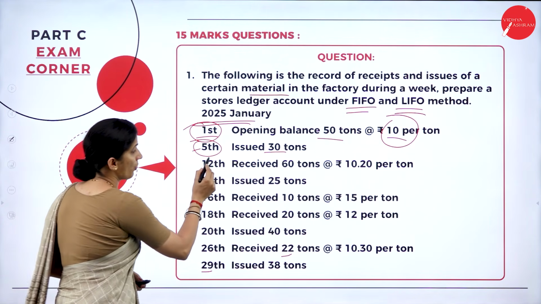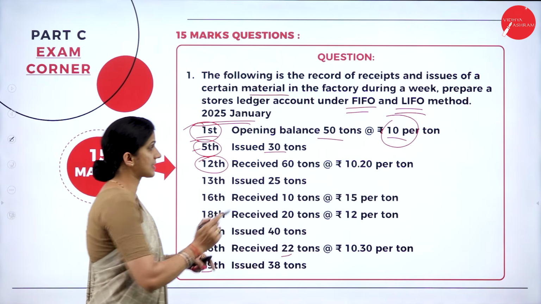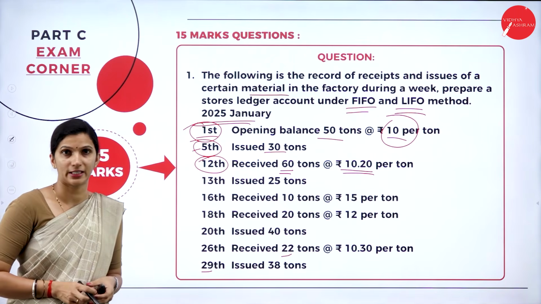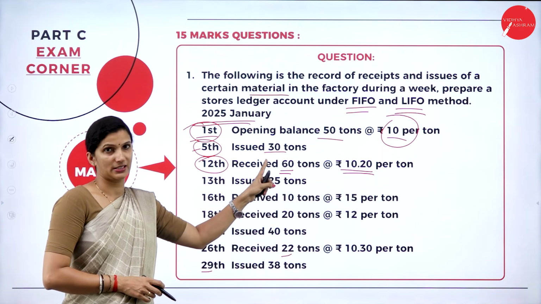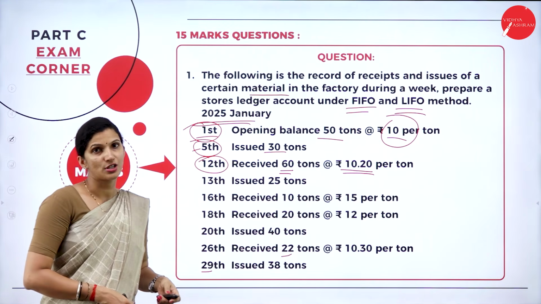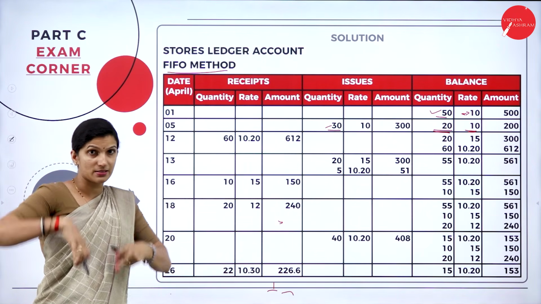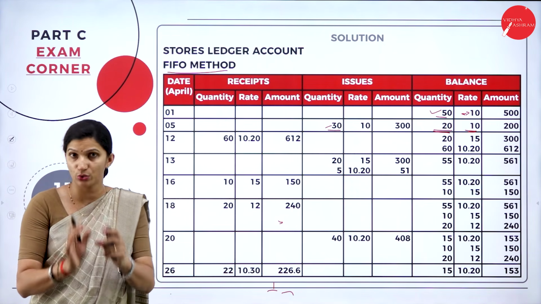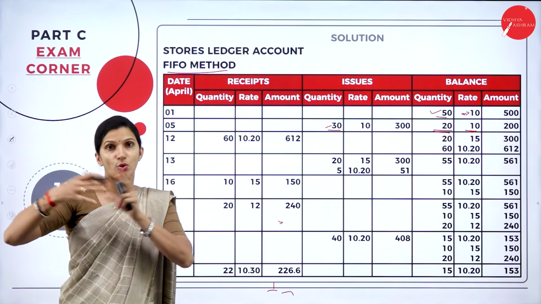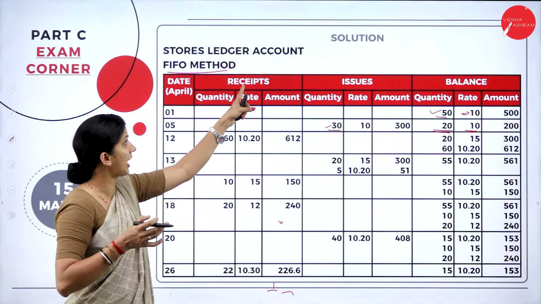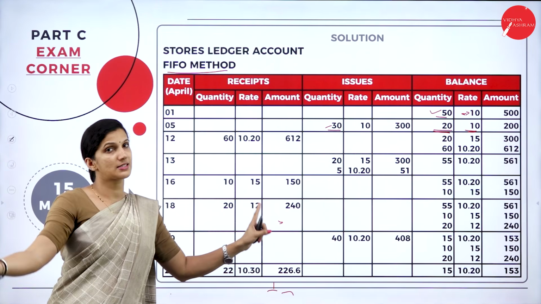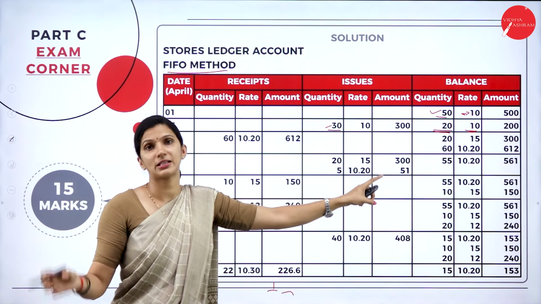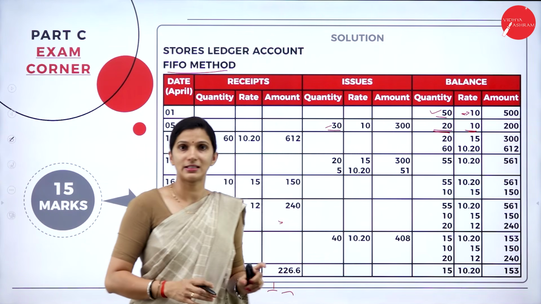Next, on 12th, you have a transaction: received 60 tons at the rate of 10.20 per ton. So the quantity received is 60 and the rate is 10.20. Whenever there is a receipt, you just need to assume that you are a storekeeper preparing the store's ledger account. Whenever there is a purchase or receipt, you write it under the receipt column, and whenever there is an issue, you write it under the issue column. And on each day of transaction, the remaining balance we write in the balance column.